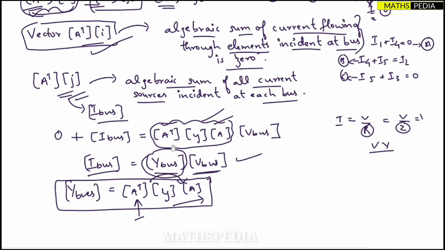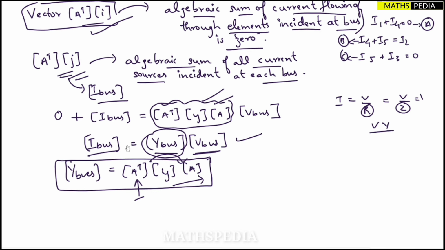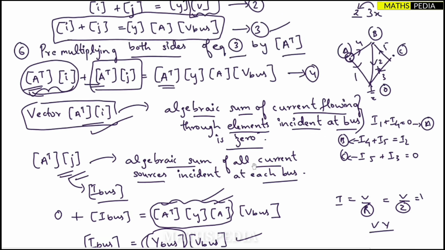So I bus is equal to this thing we got. So here the Y bus is nothing but A transpose Y into A. So just rewrite this part as Y bus. Okay, so I bus is equal to Y bus into V bus, where Y bus is nothing but A transpose Y into A. This is what we had to prove. This is basically the derivation.